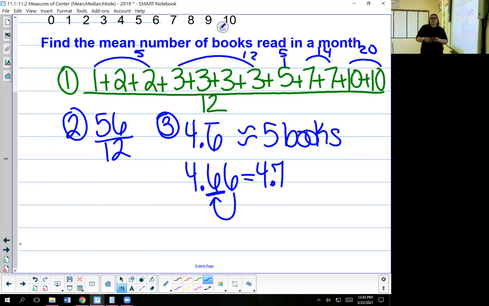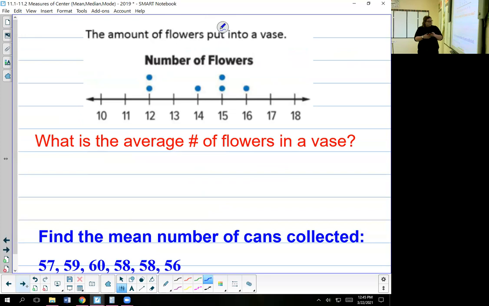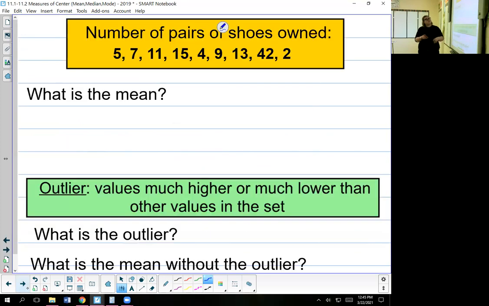Okay. However, in the real world, they actually are very specific like that. You're allowed to have a decimal as an average. So don't feel like it always has to be a whole number. That's not necessarily true. Okay. Now, next concept, I'm going to go ahead and skip these. If you need extra examples, just let me know.